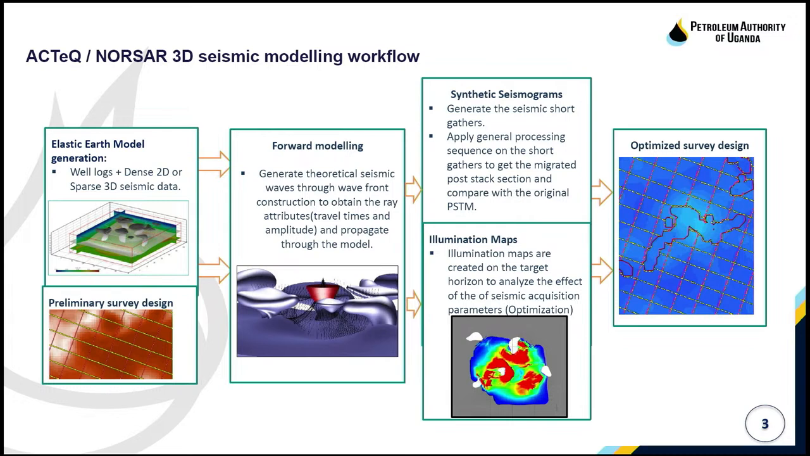Using that method, it will be able to give me the illumination map, and I'll clearly know that on this target layer, this is where we can probably have our energy reach, or know the areas where the energy will be absorbed and will not reach the surface. So by that, I will be able to do the optimization.